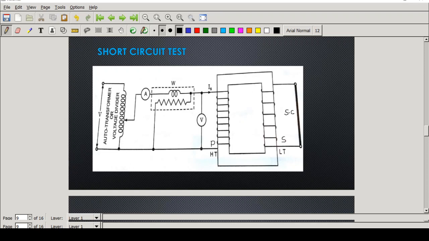Sorry, high voltage side. In the open circuit test, all the measuring instruments are placed on the low voltage side and the high voltage side is kept open. Whereas in the case of short circuit test, the low voltage side is shorted and all the measuring instruments are kept on the high voltage side. So always you have to remember this.